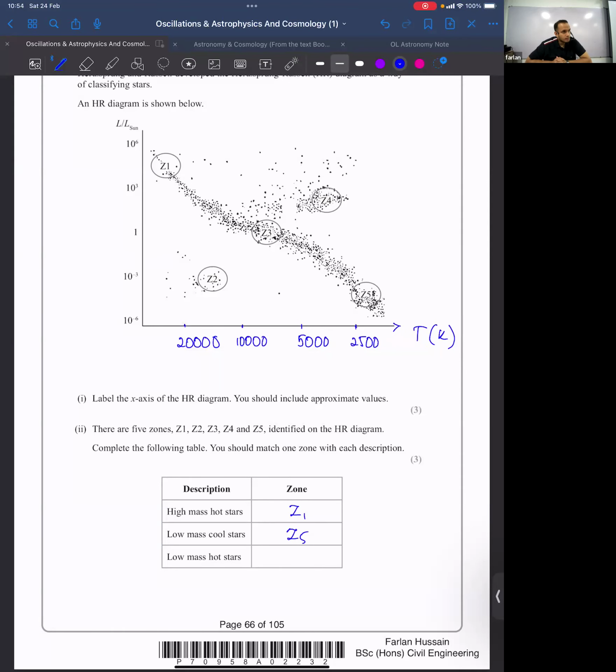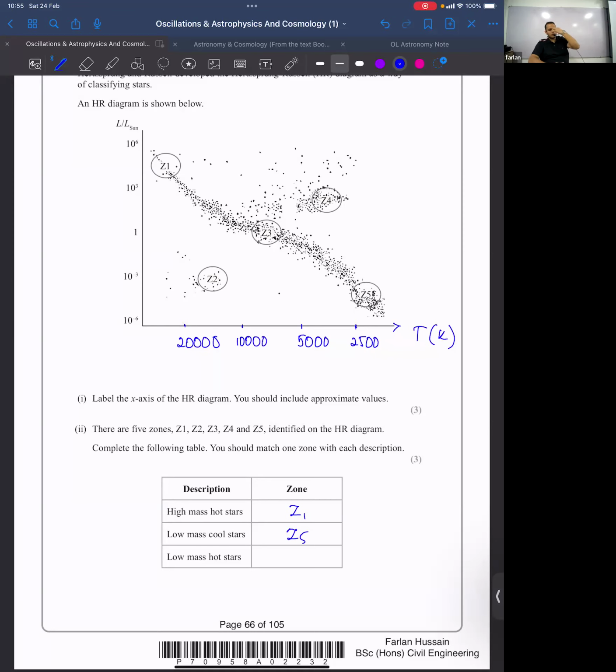Low mass here means something similar to the mass of the sun. High mass is, as I told you, there are two different life cycles. One is comparable to the mass of the sun, the other one is extremely heavier than that. So what they mean by low mass stars is mass similar to the sun. High mass is much higher than that.